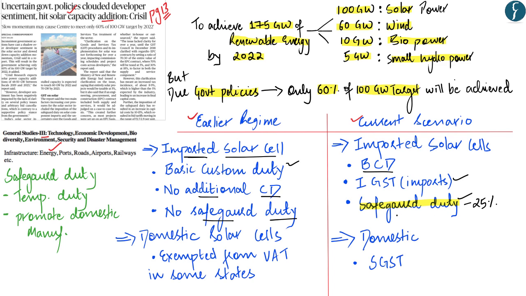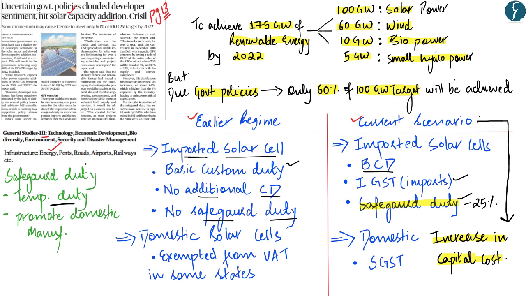But this in turn has led to an increase in the capital cost of the solar energy projects by almost 10 to 15%. Now a safeguard duty is a form of a temporary duty or a relief. They are basically used when the imports of a particular product, in this case the solar cells, increases unexpectedly to a point that they cause or threaten to cause serious injury to the domestic producers.